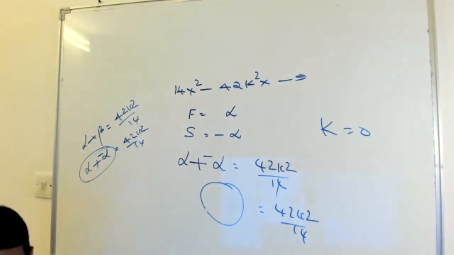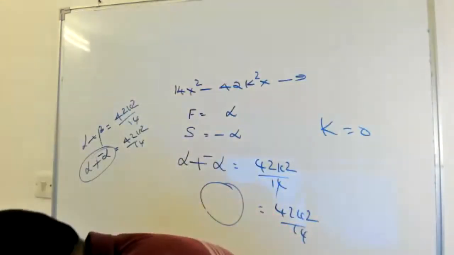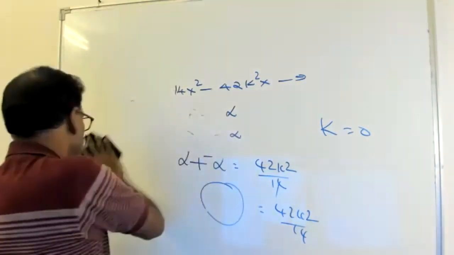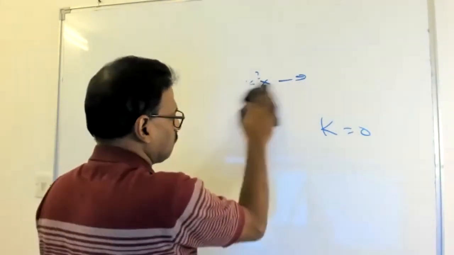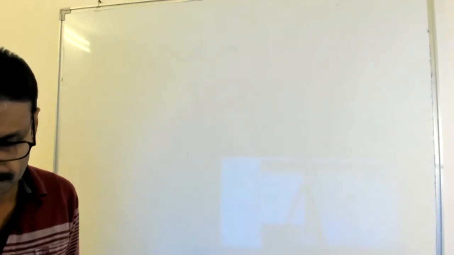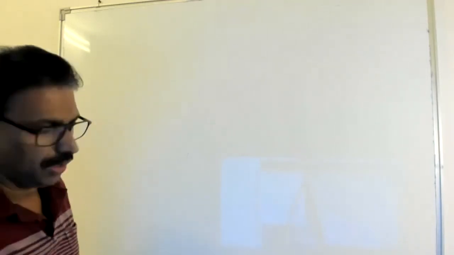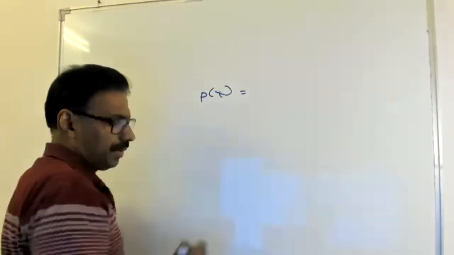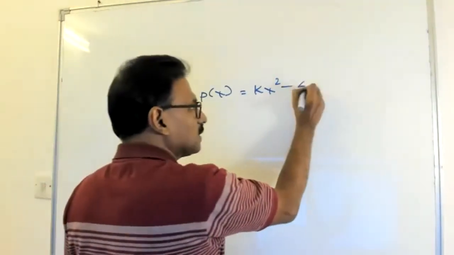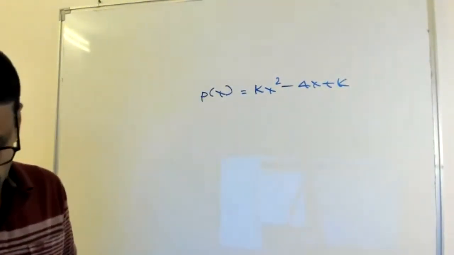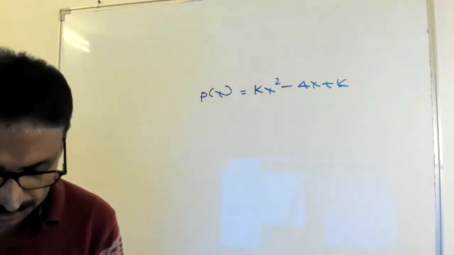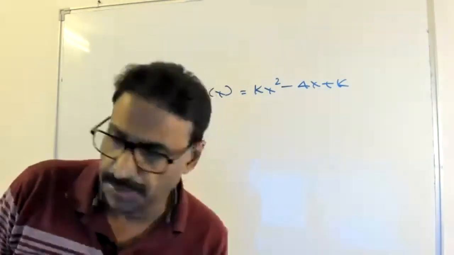Find the value of k. If -1 is a zero of the polynomial kx square minus 4x plus k, find the value of k.